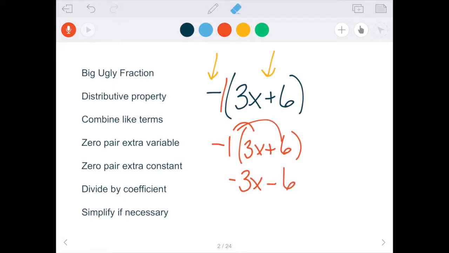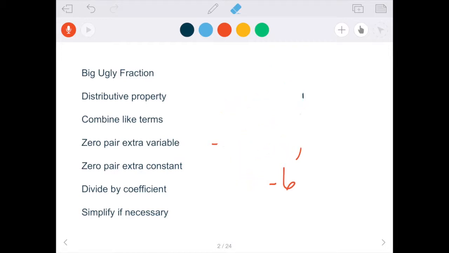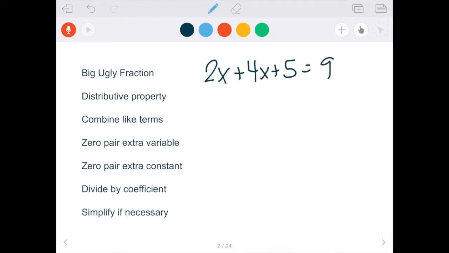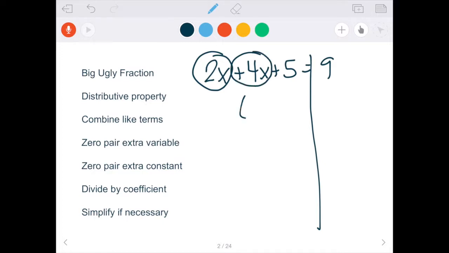For combining like terms, this is when you're going to see multiple variables or multiple constants on the same side of the equation. So for example, 2x plus 4x plus 5 equals 9. Before you go zero pairing the 5, you should notice that you have two variable terms here. And so you should add those together. Then you can zero pair, all right? Notice that combining like terms is before any zero pairing. So you should always look for that and do that first.